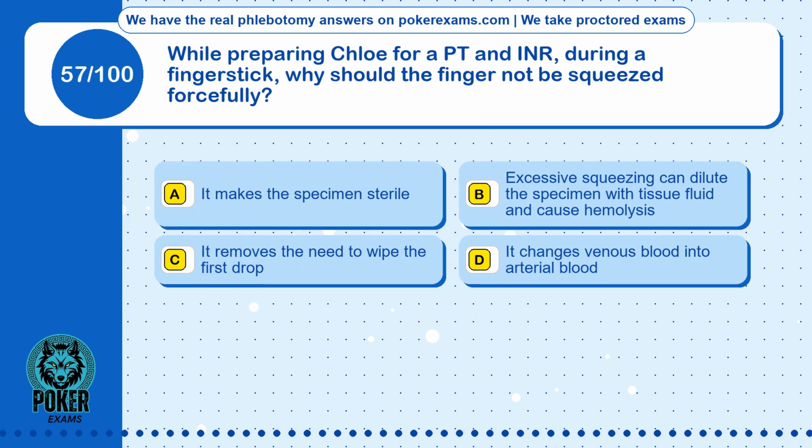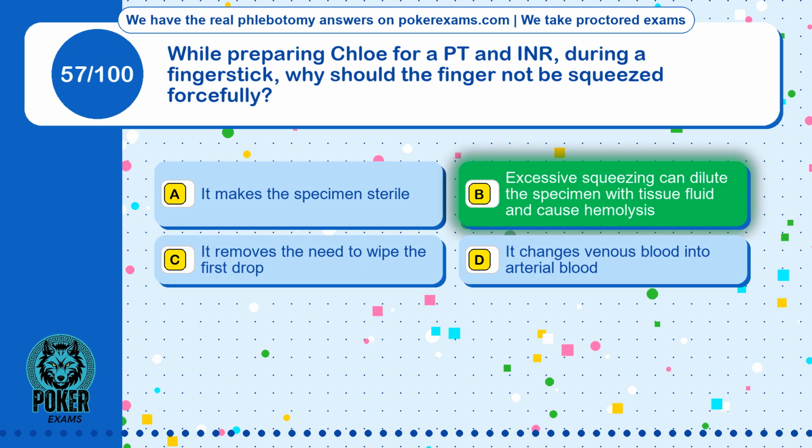Question 57. While preparing Chloe for a patient NINR, during a finger stick, why should the finger not be squeezed forcefully? Option A. It makes the specimen sterile. Option B. Excessive squeezing can dilute the specimen with tissue fluid and cause hemolysis. Option C. It removes the need to wipe the first drop. Option D. It changes venous blood into arterial blood.